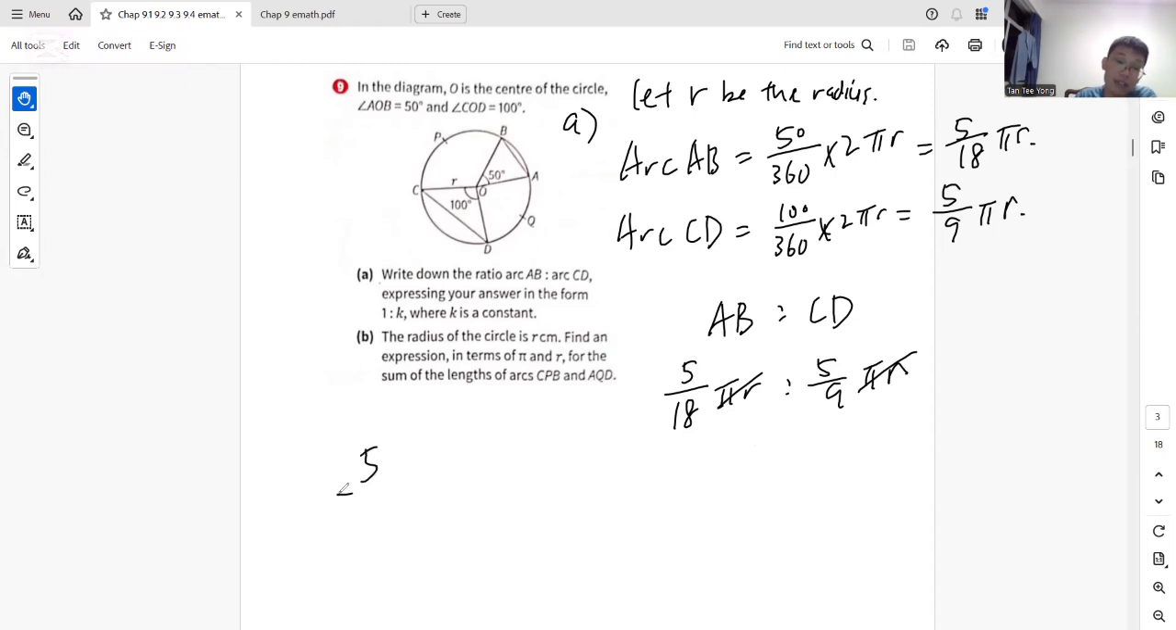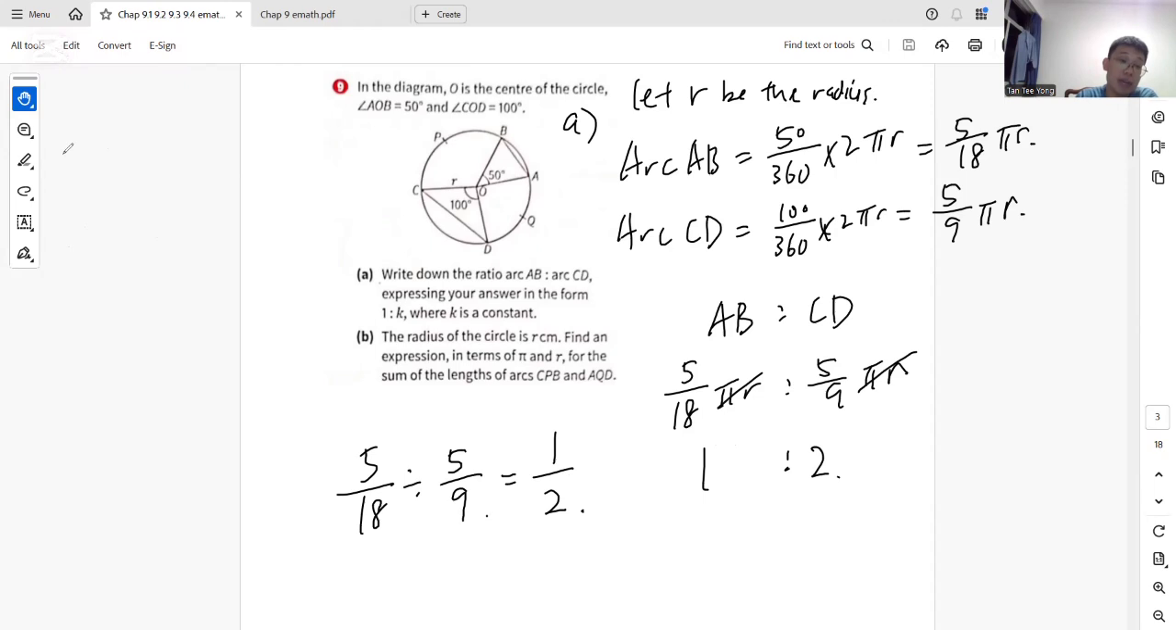What you key in is 5 over 18 divided by 5 over 9. It will give you 1 over 2, so the ratio becomes 1 is to 2. So this is it for part A. That means our K, which is a constant, is 2. So that's it for part A.